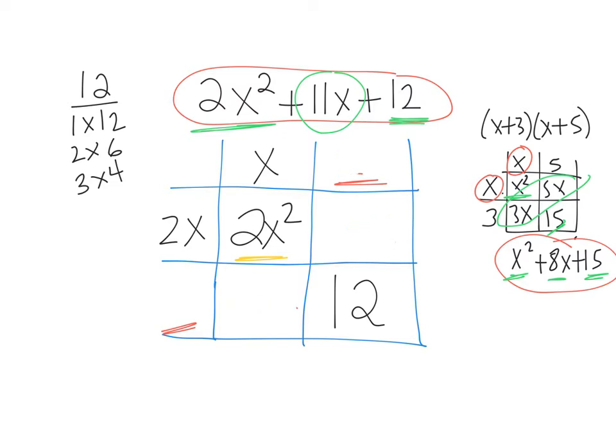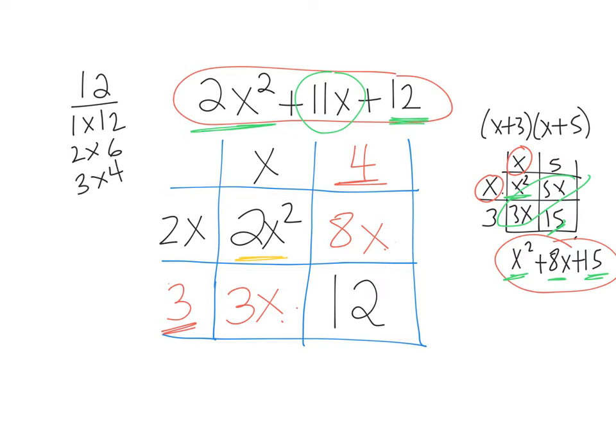And this could take you quite a while. You could try lots of things here. So 3 and 4 makes 6x and 4x. Again 10, so close, but no cigar. What if I switch them around? So it's 4 and 3. Now I get 8x and 3x. Well, 8x and 3x add up to 11. So I did it.